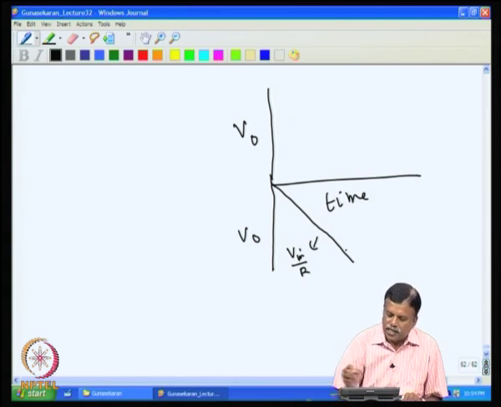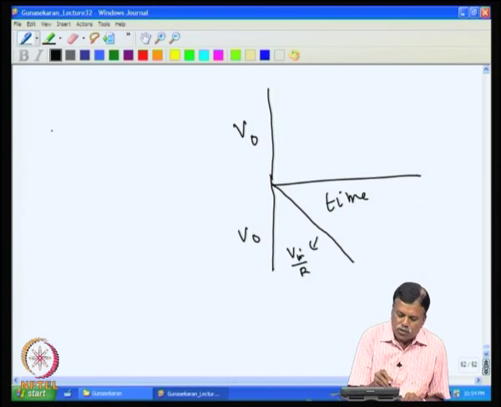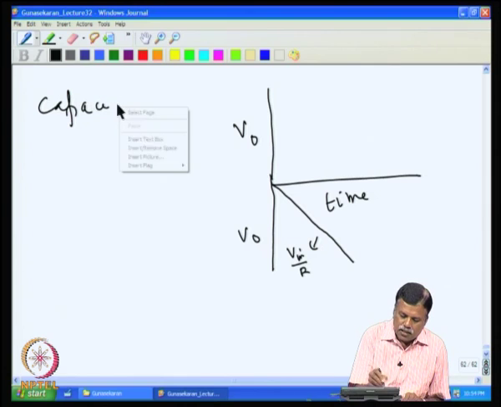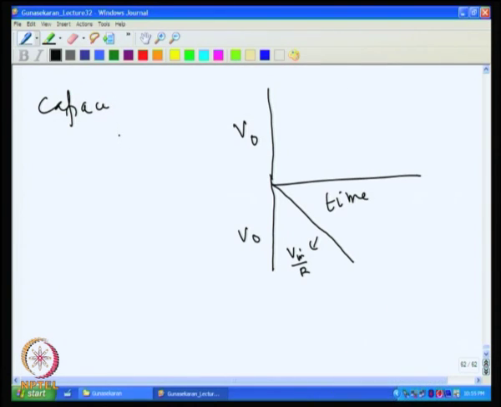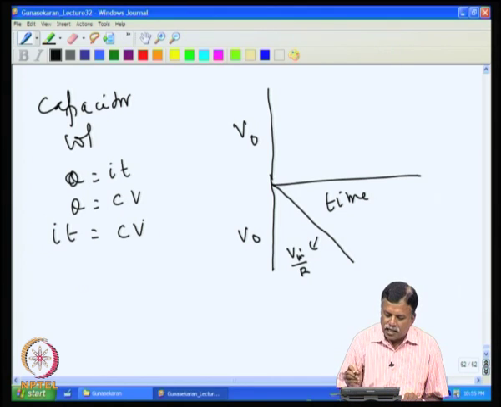If we write the equation for the capacitor voltage, it can be obtained from Q is equal to I t. Q is also equal to C V. So, we can write I t equal to C V, use this equation and find the capacitor voltage.